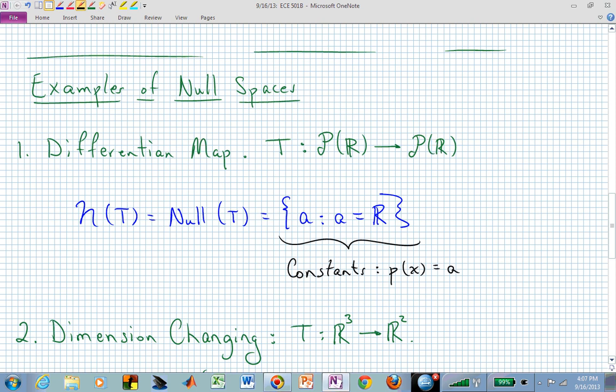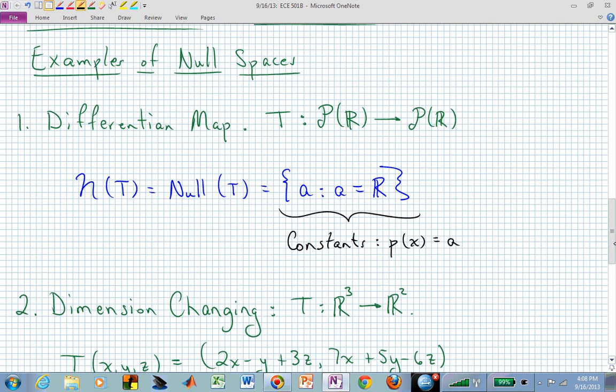So it's this operation of differentiation. And the null space of that operation consists of all vectors, in this case, that are simply constant. They don't have any x terms, they don't have any x squared terms, no x cubes, they don't have any x's in them. They're only constant. That then would be our null space of this linear map, T.